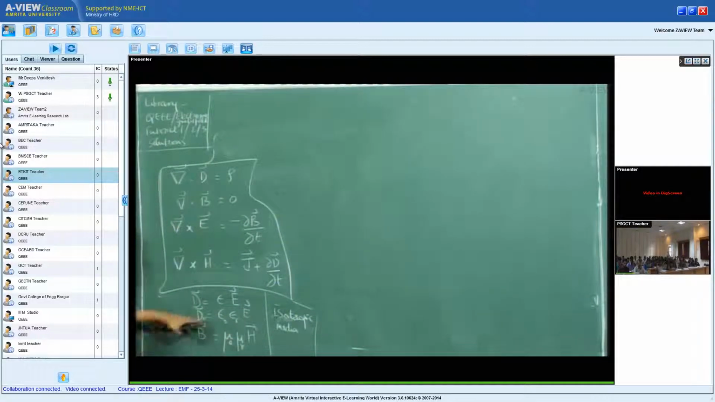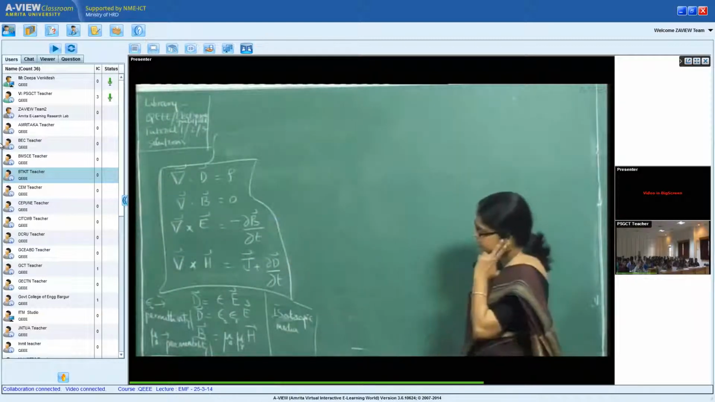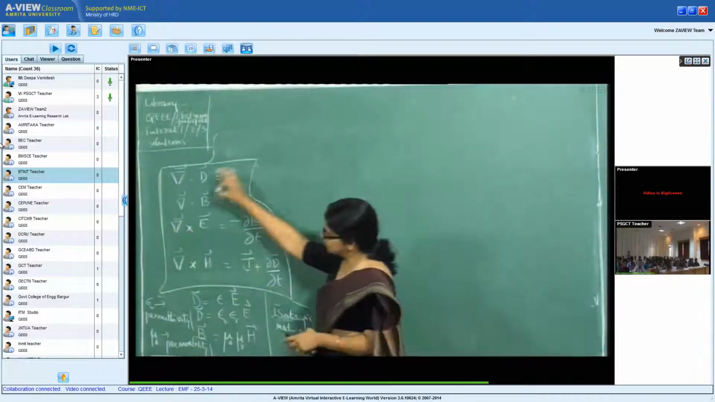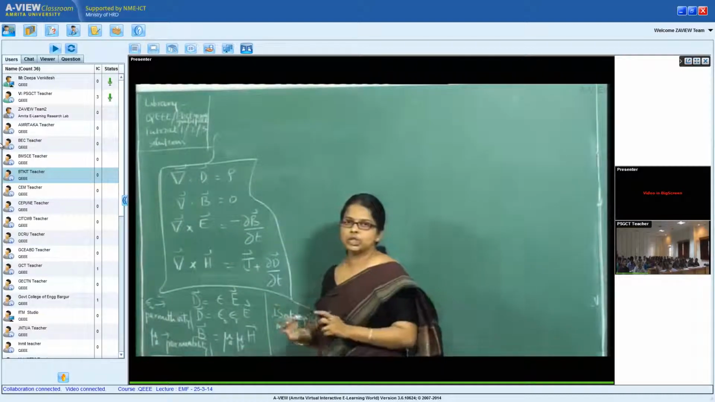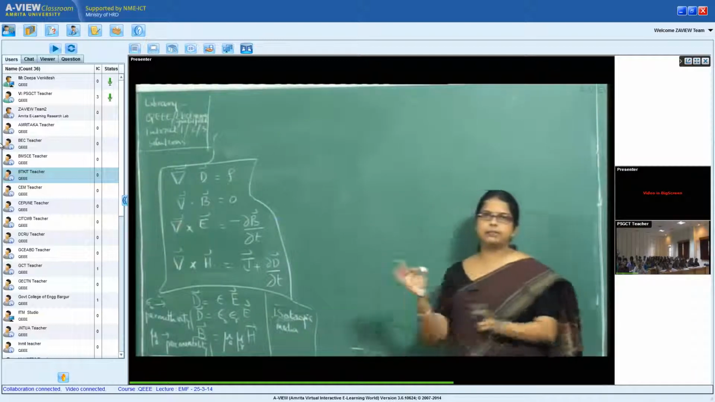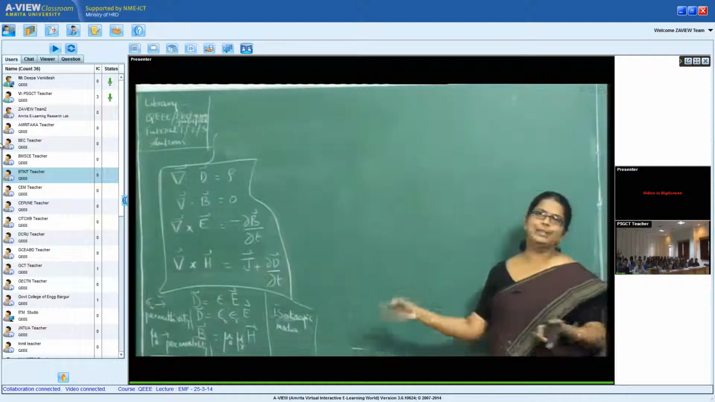This is the permittivity and mu naught is the permeability. Okay, so this is the basic premise, or the basic structure, based on which the entire electric field and magnetic field in the medium is going to behave.